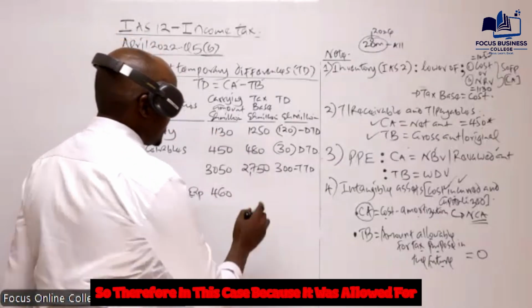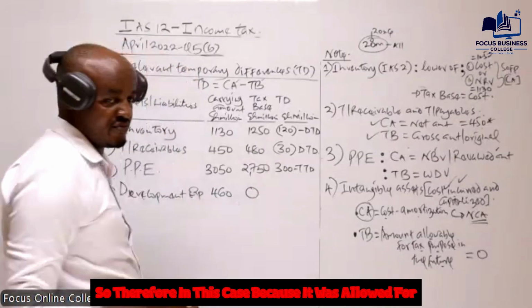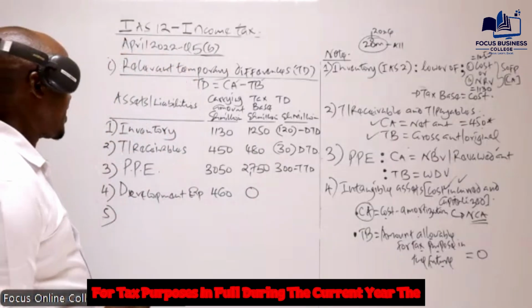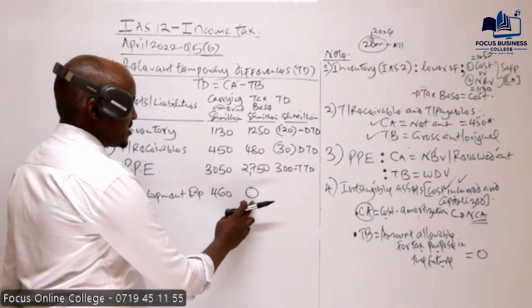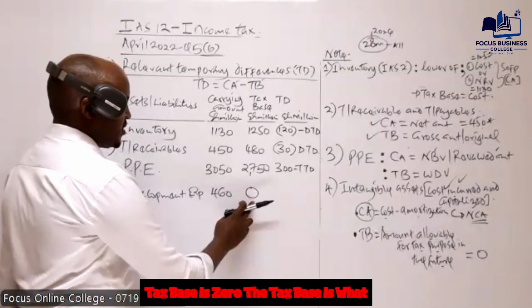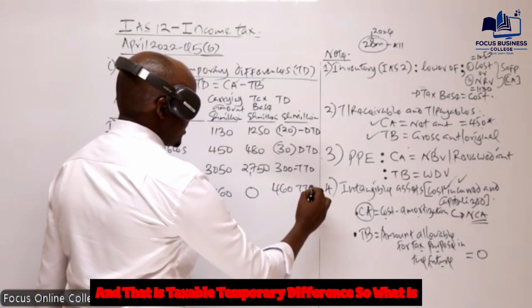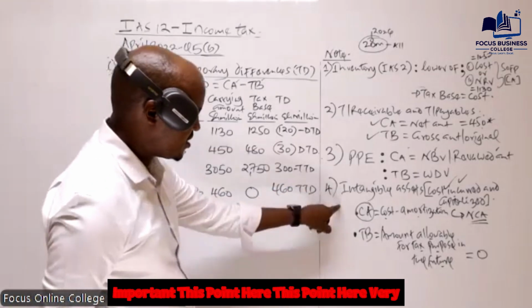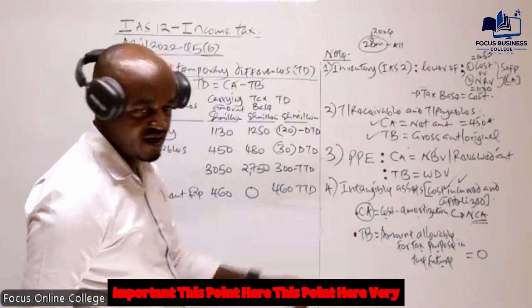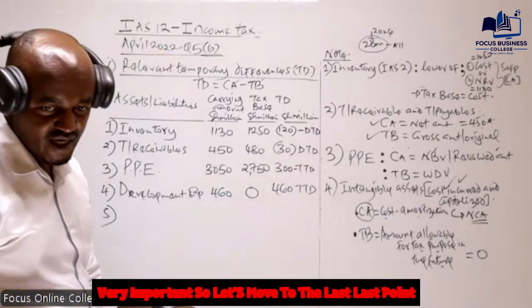So in this case, because it was allowed for tax purpose in full during the current year, the tax base is 0. The tax base is what? 0. So we get the difference, which is 460, and that is the taxable temporary difference. So what is important? This point here. Very, very important. So let's move to the last point.